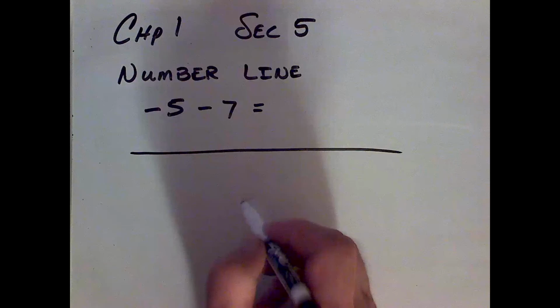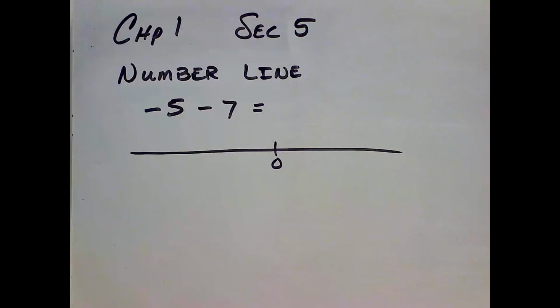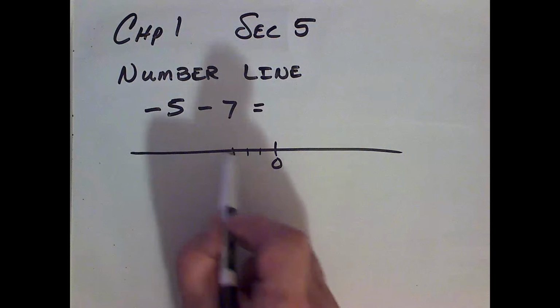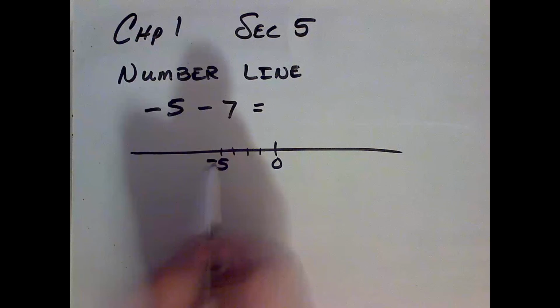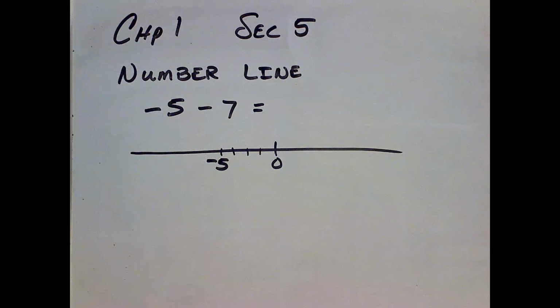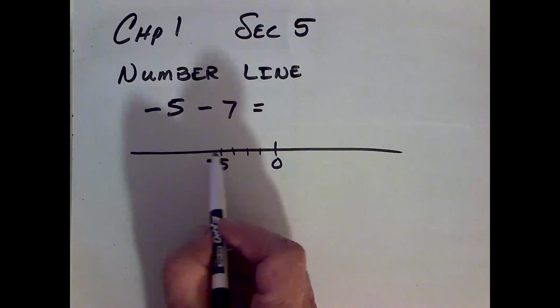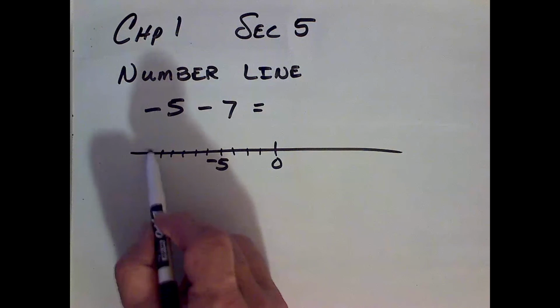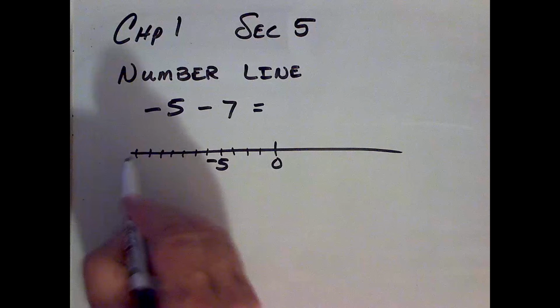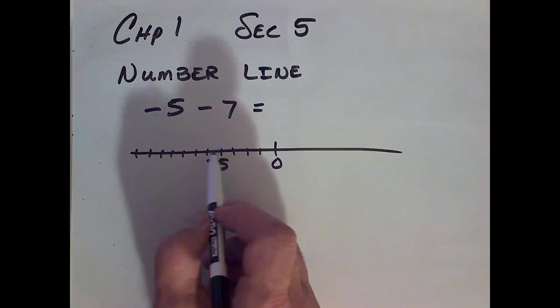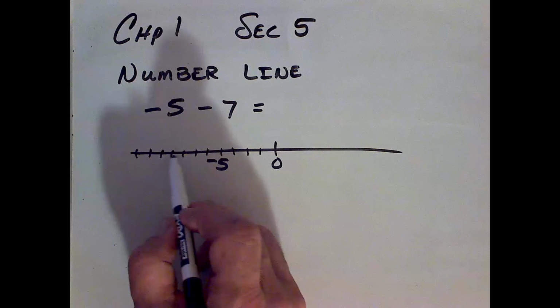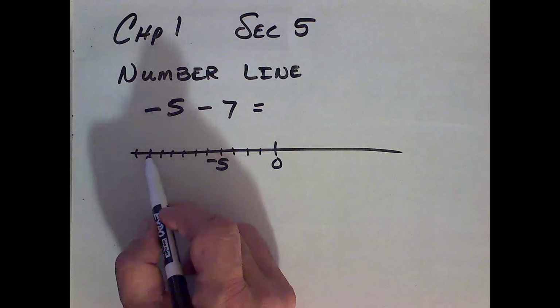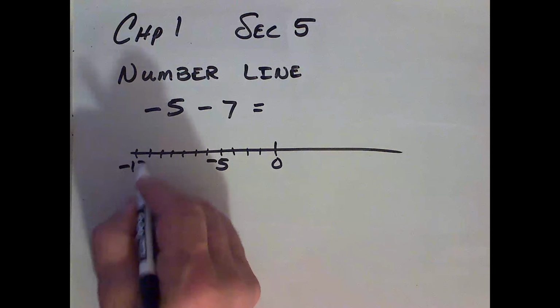But if you use the number line, I'm going to start at 0 right here, and I'm going to go back down here, minus 5, okay? And then I'm going to go minus 7 from this point here, right? So I go 1, 2, 3, 4, 5, 6, 7. And how far is that? Well, this is minus 5, minus 6, minus 7, minus 8, minus 9, minus 10, minus 11, minus 12.